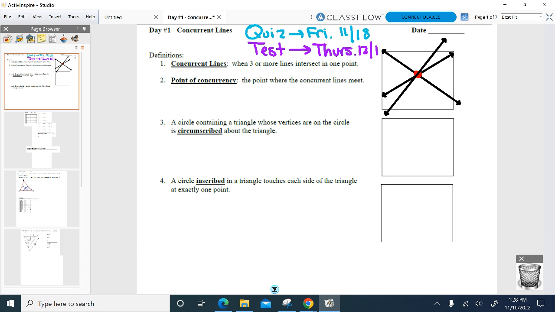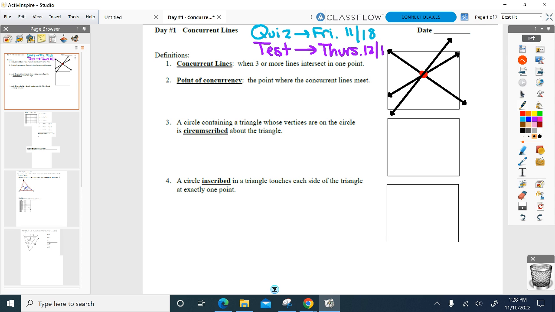I want to use that vocabulary term. I don't want you to tell me 3 lines that intersect at a point. Say concurrent lines. All right, concurrent. They all meet at the same point.